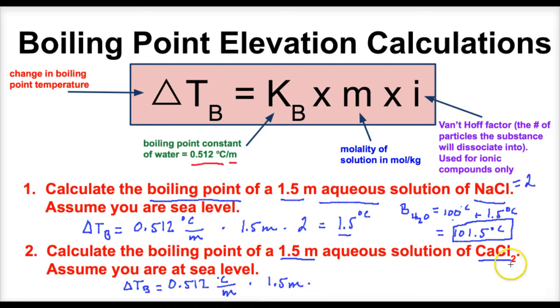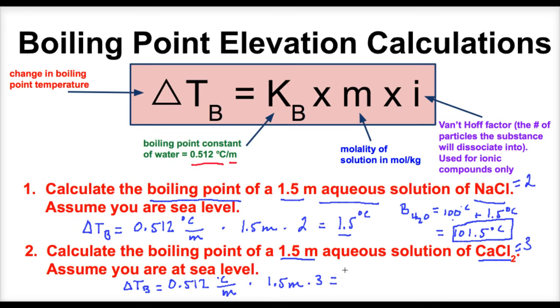And last but not least, we need to think about this. What is the Van 't Hoff factor going to be here? If we put this in water here, it's going to dissociate. All of these ions are going to dissociate, and we should end up with 3 ions, right? We have 1 calcium ion here, and we have 2 chloride ions here that it's going to dissociate into. So we're going to multiply this by the Van 't Hoff factor, which is 3.